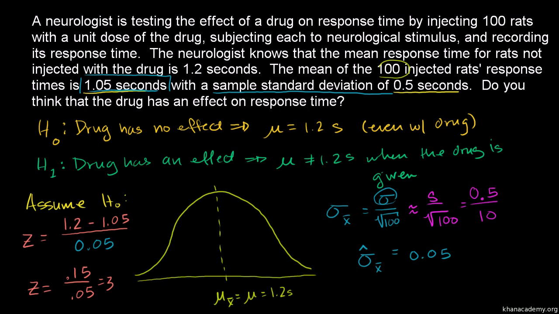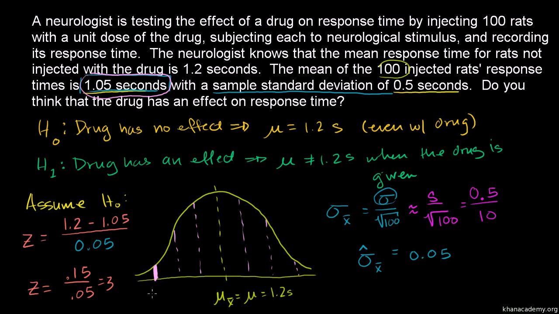So let me draw this. This is the mean. Let me draw it a little bit differently. This wasn't a nicely drawn bell curve, but I'll do 1 standard deviation, 2 standard deviations, and then 3 standard deviations in the positive direction. And then we have 1, 2, and 3 standard deviations in the negative direction. So this result right here, 1.05 seconds that we got for our 100 rat sample, is right over here. 3 standard deviations below the mean.